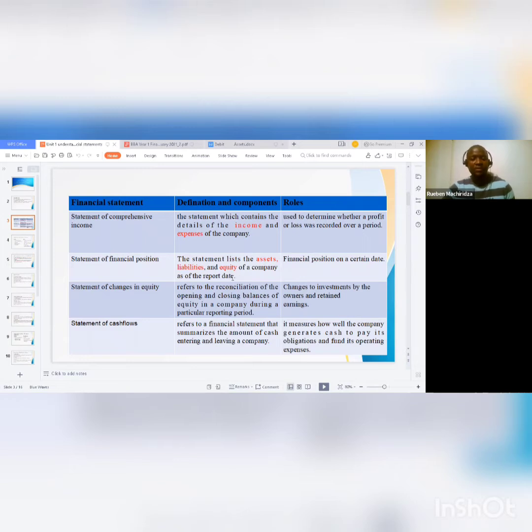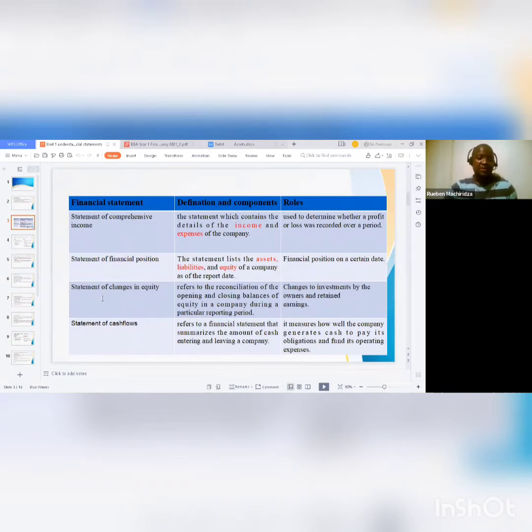Here we include the capital of the owner, the drawings that they make. So capital increases the equity and drawings reduces the equity. We will explain this further in the following slide. So I have mentioned earlier that we use the statement of financial position to ascertain the financial position of the company on a certain date.